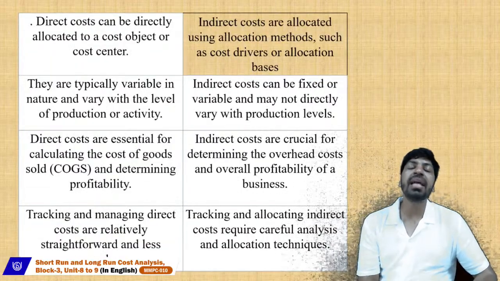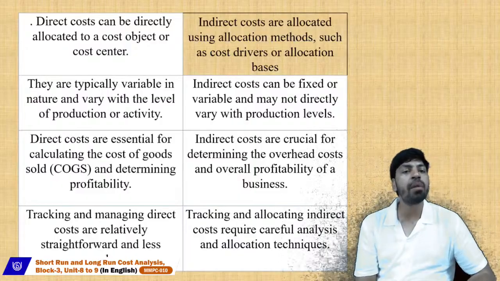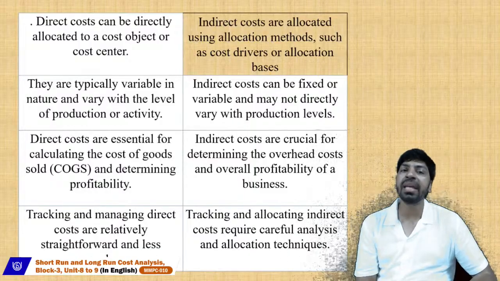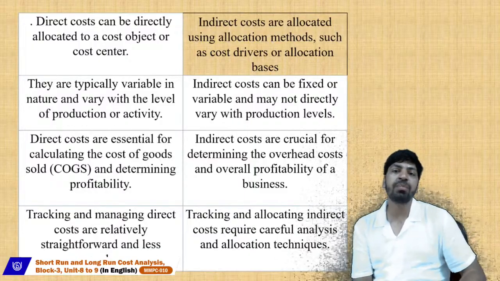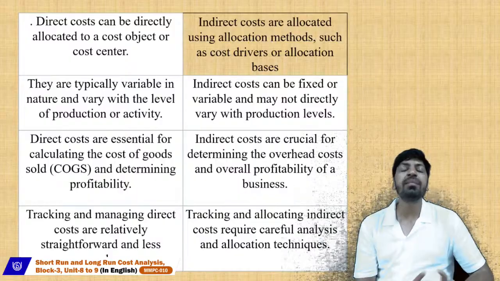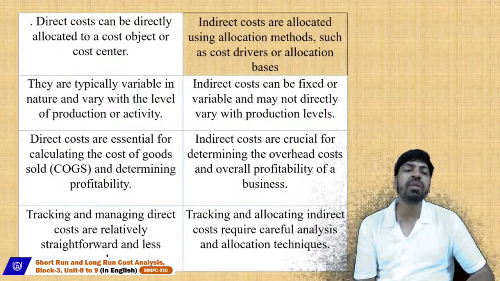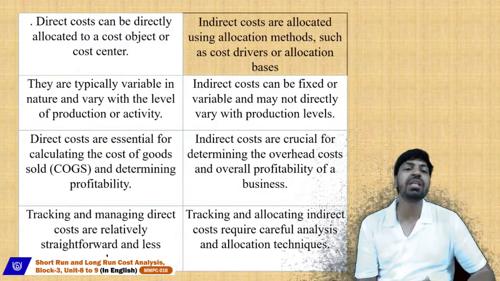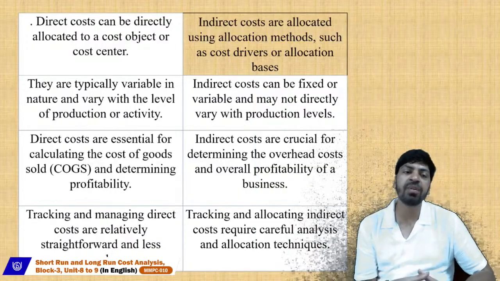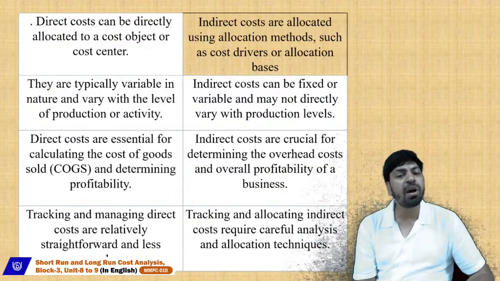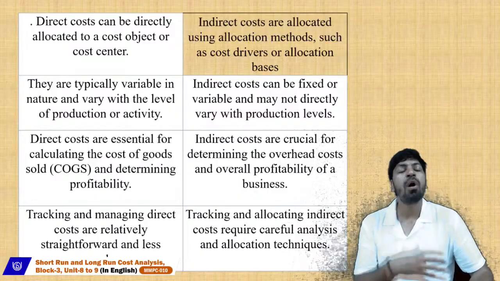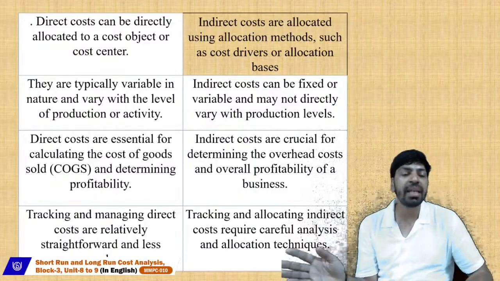Direct cost can be directly allocated to the cost object, cost center or service centers. Indirect costs are allocated using allocation methods like cost drivers or an allocation basis. Direct costs change in nature depending upon the level of production or activity. Indirect cost can be fixed or variable, and it may not change, or it may change with the changes in production levels.